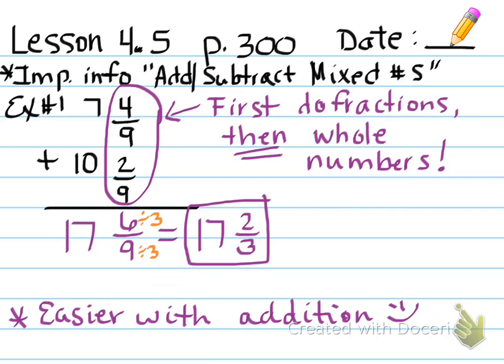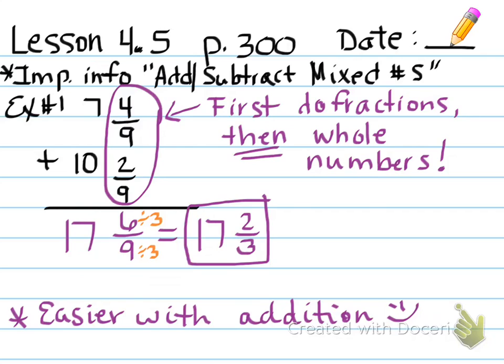But looking at example 1, 7 and 4/9 plus 10 and 2/9. Just a reminder with the mixed numbers, first you want to do the fractions and then you want to do the whole numbers. Okay, so these fractions have the same denominator. You can go ahead and begin. You also have both positive integers, so you don't have to worry about your integer rules for this.